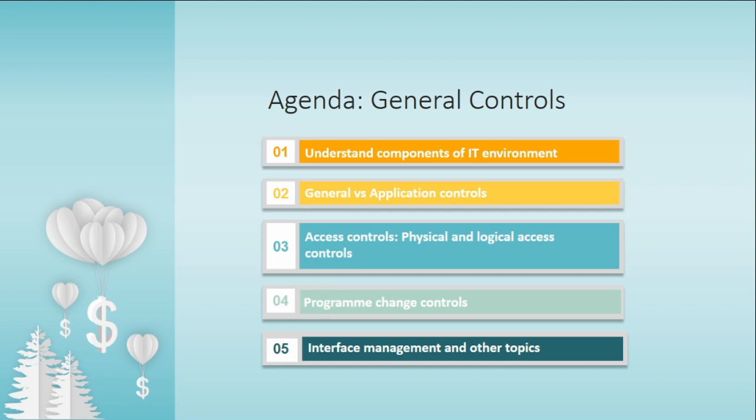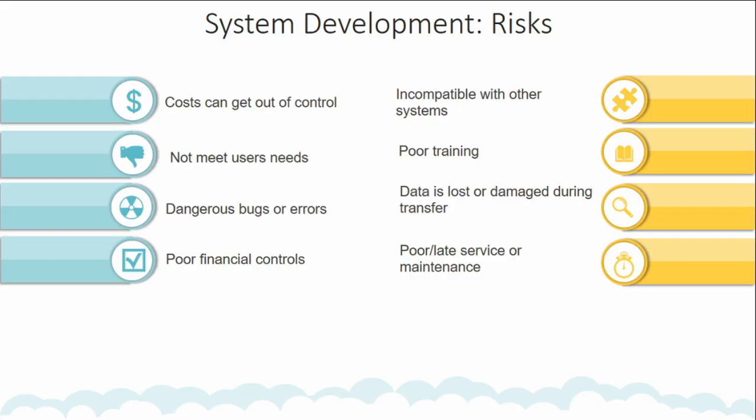In this video, we are going to be dealing with the bottom 2 agenda points, which is program change controls and interface management and other topics. Let's get straight into program change control. Program change controls is dealing with when we are changing systems. So when we are taking out an old system and putting in a new system.